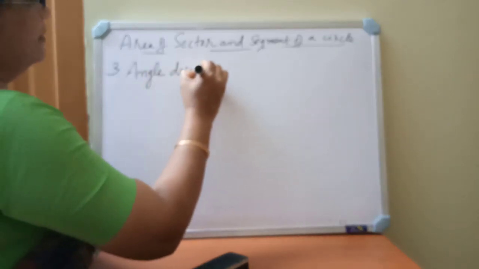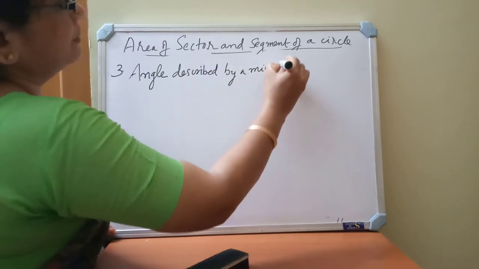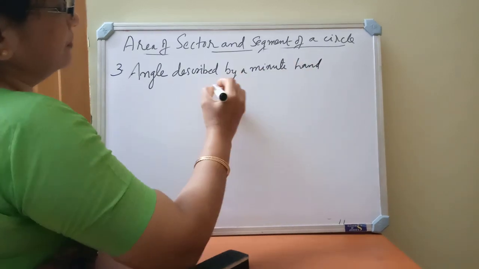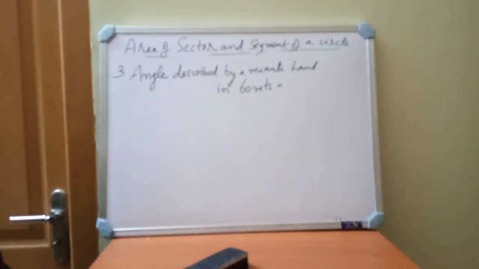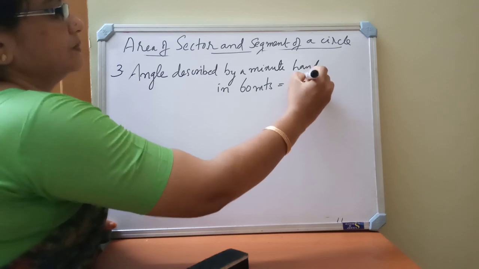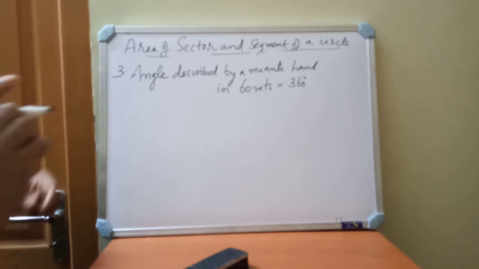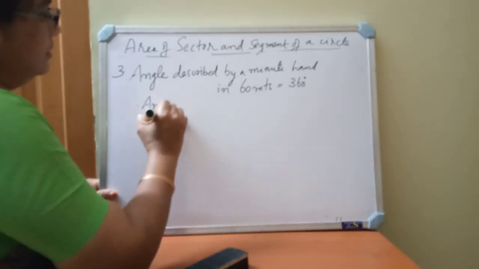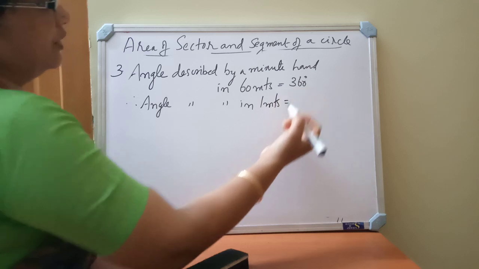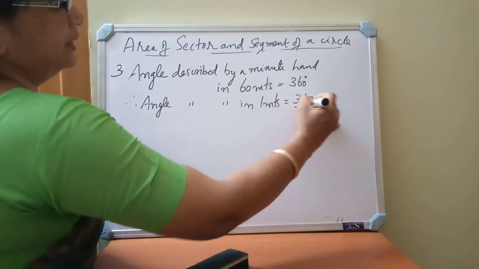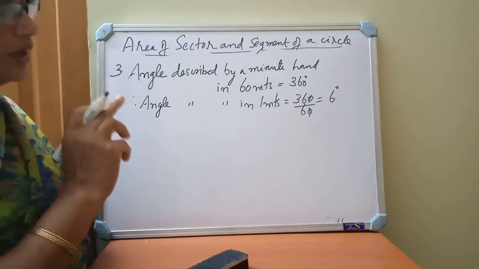Angle described by a minute hand in 60 minutes is equal to 360 degree. Therefore, angle described by the minute hand in 1 minute. So, how will you find out 1 minute? 360 divided by 60. Okay. So, this is equal to 6 degree. So, angle described by the minute hand in 1 minute is 6 degree.